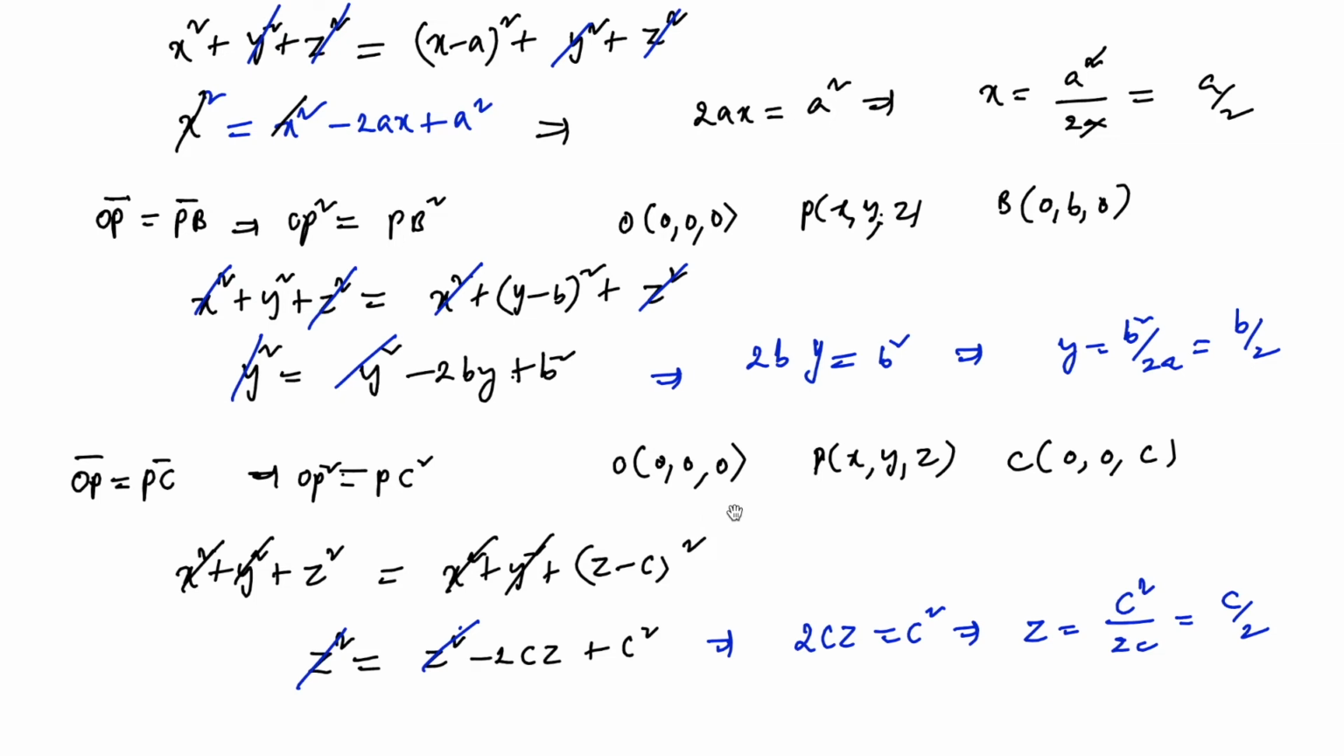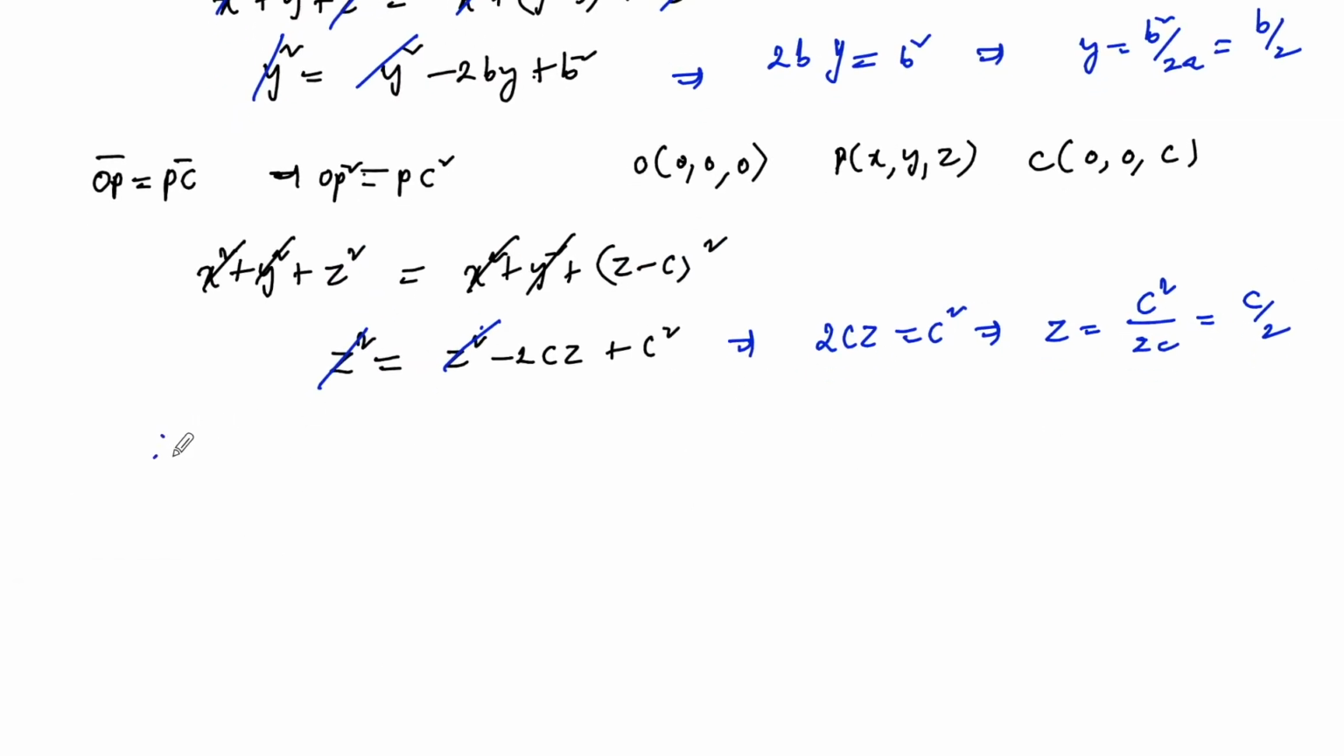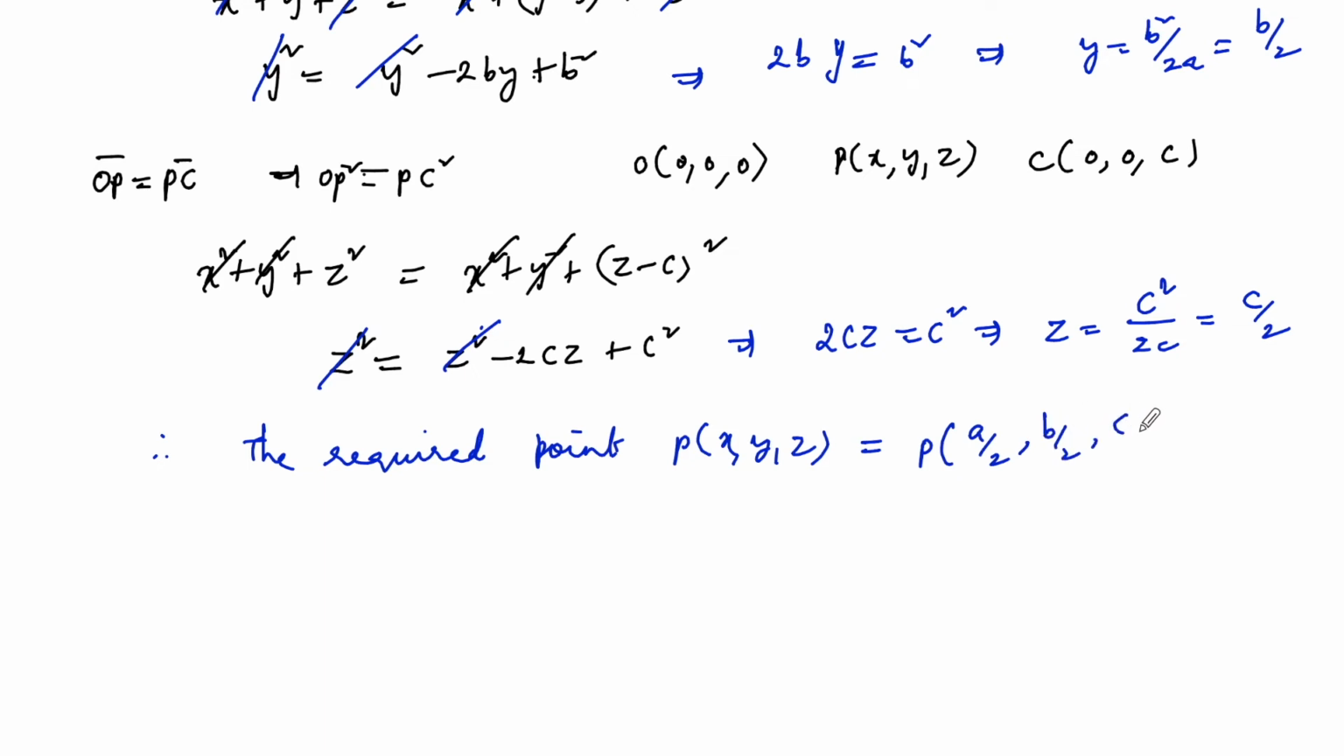So finally we got the point. Therefore the required point P (x, y, z) is nothing but (a by 2, b by 2, c by 2), such that it is equidistant, OP is equal to PA is equal to PB is equal to PC. Okay.